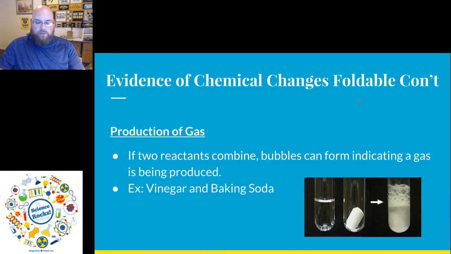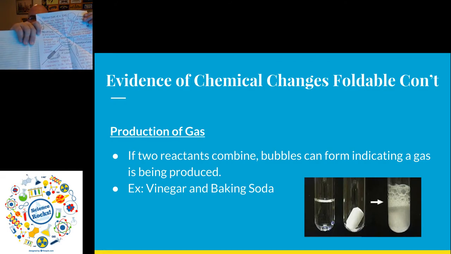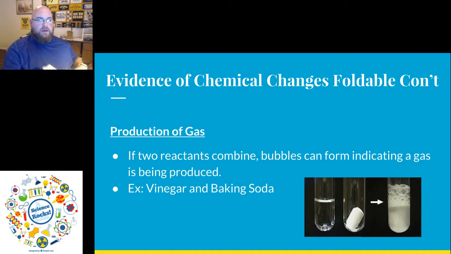Now let's go ahead and open up our foldable all the way to the main page. So when we unfold everything, you get the magnifying glass, and we're going to fill in all of this information. The first one is production of gases. In this section, please write down that if two reactants combine, bubbles can form indicating a gas being produced. An example would be vinegar mixed with baking soda. This will be seen in our lab that we perform in class on Wednesday.